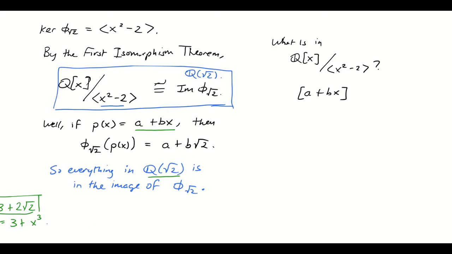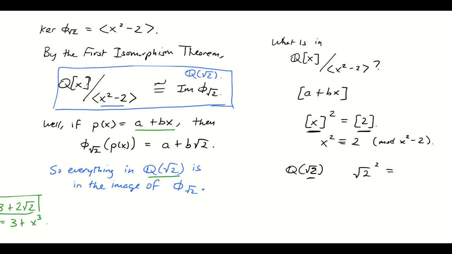And we also know that in this quotient ring, the congruence class of x is something whose square is equal to 2. And that's because modulo x squared minus 2, x squared is congruent to 2 modulo that ideal. Okay, so I have an element in this ring whose square is basically 2. In the meantime, in Q adjoin root 2, I also have an element whose square is 2, namely the square root of 2. Square root of 2 squared is equal to 2.